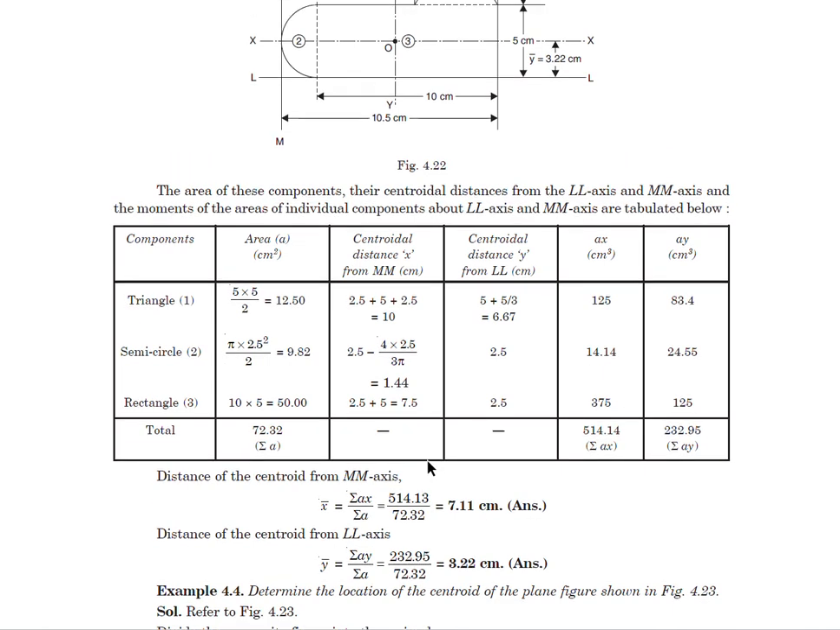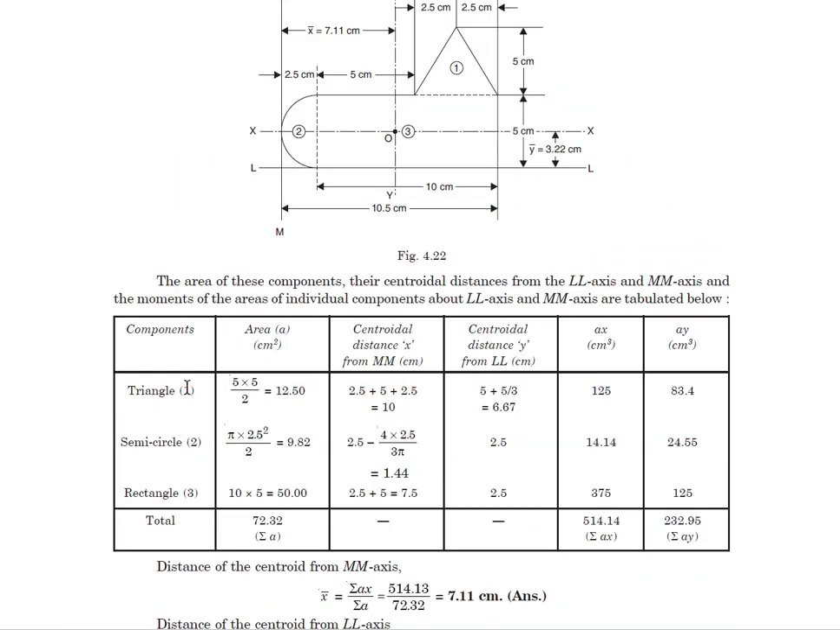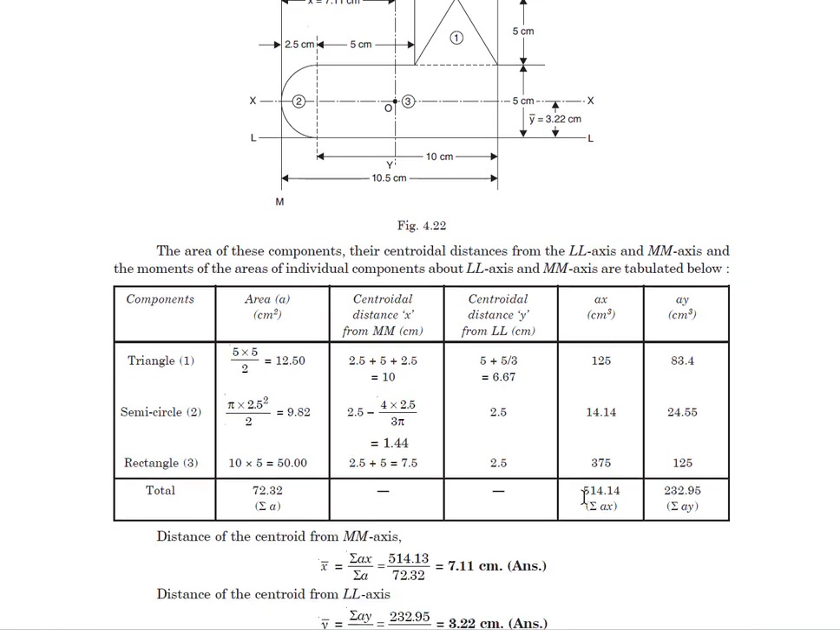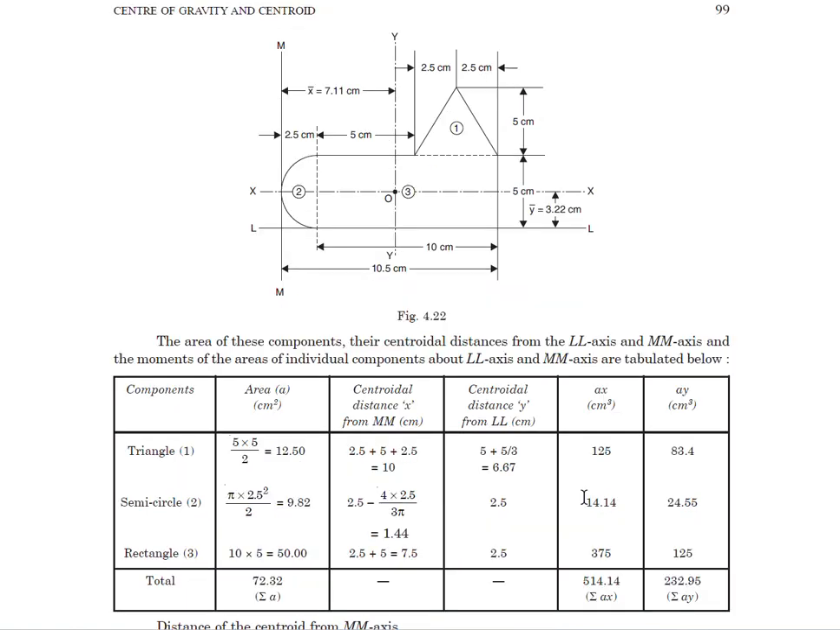Okay, in this table you see all the areas and their centroidal distances in x and y are given. Then we will multiply each area by its centroidal distance to find Ax and Ay separately for each of the areas, then find the sum totals and divide those by the total area to find the x and y position of the center of gravity.